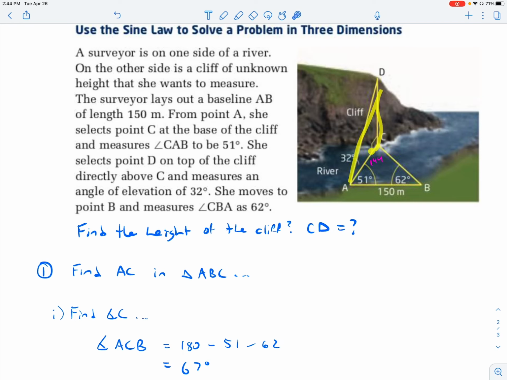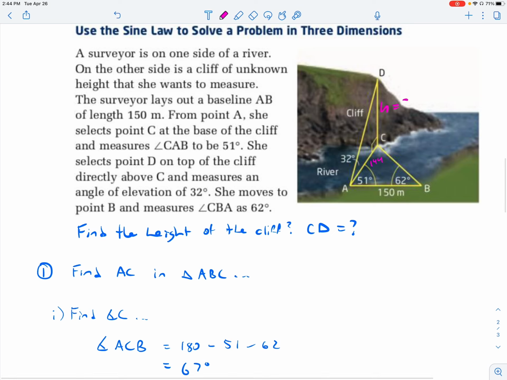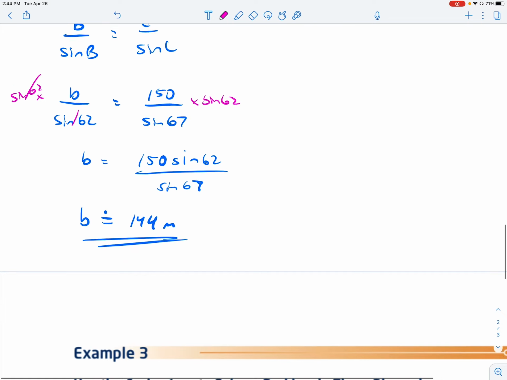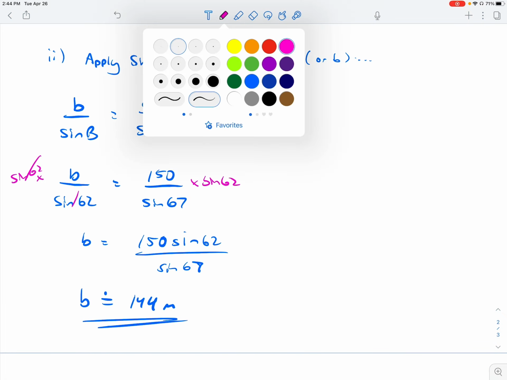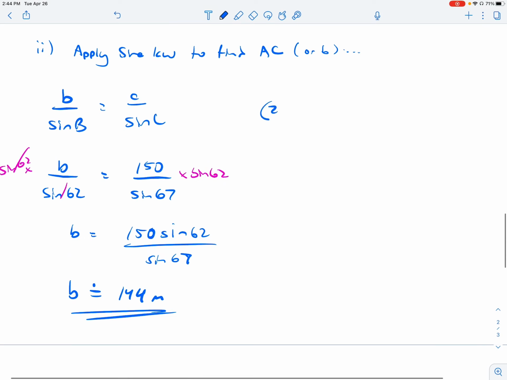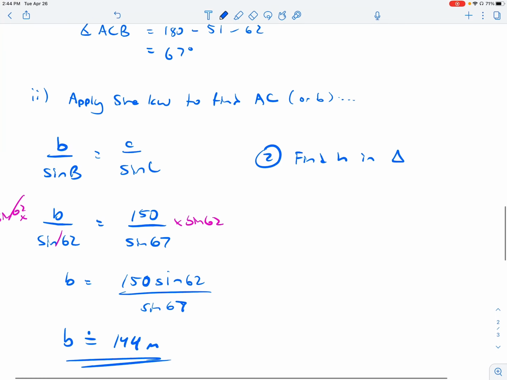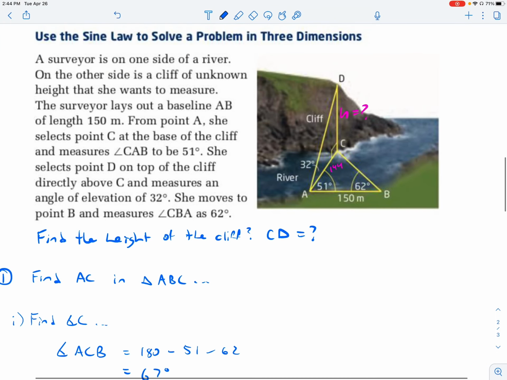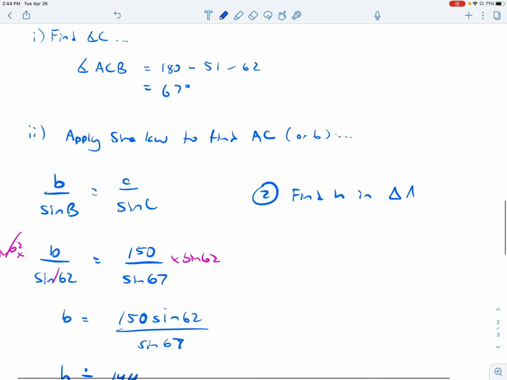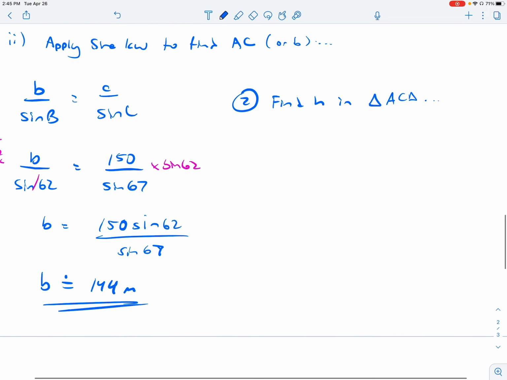Finding the height of the cliff is real easy now. We have a nice right angle triangle, ACD, and we have one length and one angle, so it's really easy to find the opposite. I'm going to call this h. That's what we're looking for. I'm going to call this step 2. I'm going to say find h in triangle ACD. It's a right angle triangle. Remember, it looks kind of like this.